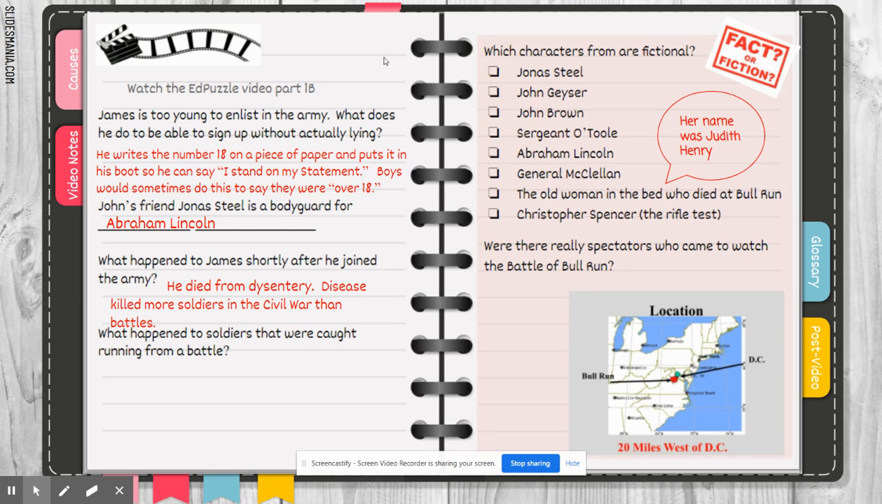I'm not going to go on any further because the next question comes from part 4. And you are going to get to watch the first battle of Bull Run reenacted in the movie. So I don't want to spoil anything for you, but we'll come back to this in our next screencast or in tomorrow's Google Meet, whichever one you're able to go to.